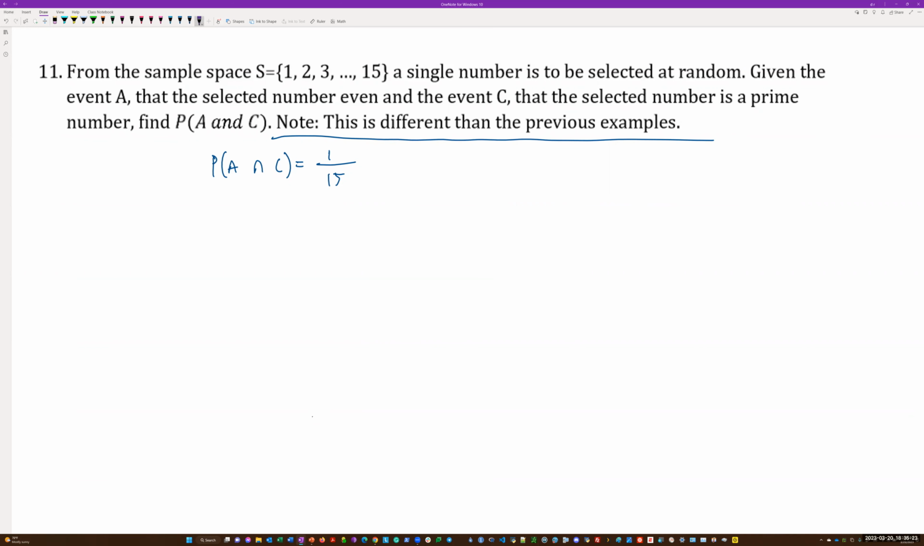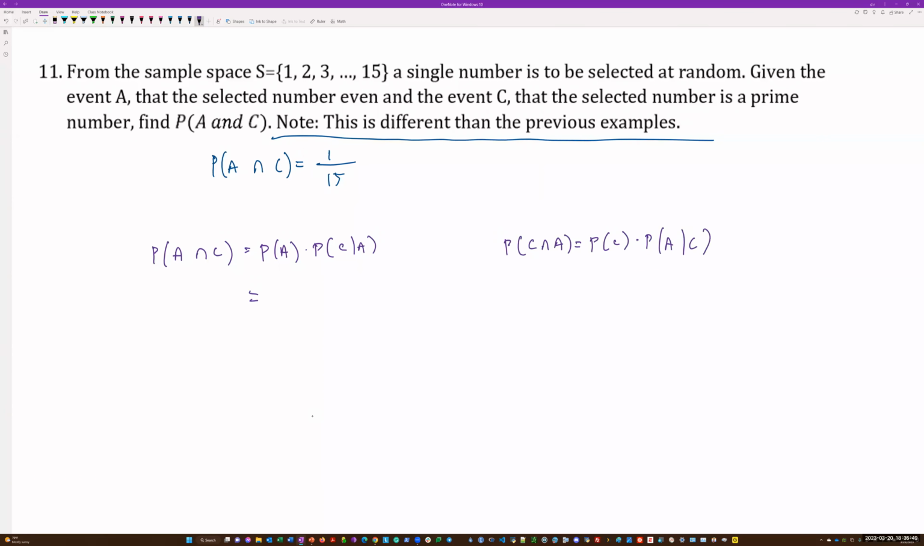Does that make sense? Other way to do it is start using the formulas. So A and C is the same thing as A times C given A. Or we could do it with C and A. We could make C happen first, and then A given C occurs. All right, what do they want now?